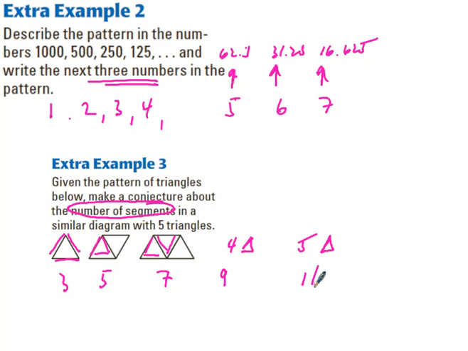So we're making a conjecture about the number of segments in a similar diagram with 5 triangles. We're just adding 2 more each time.